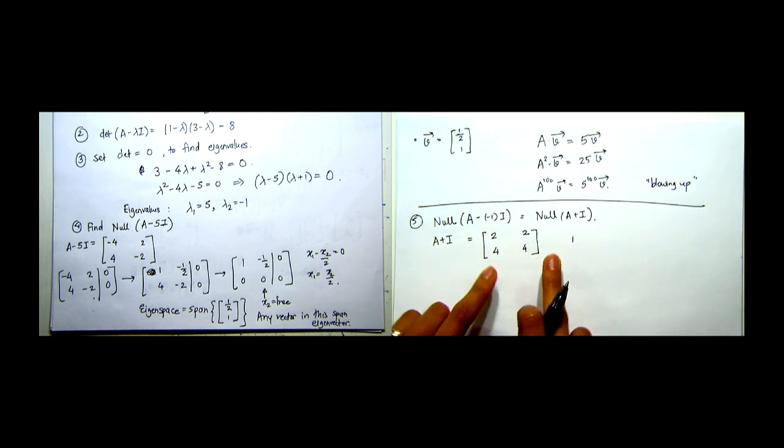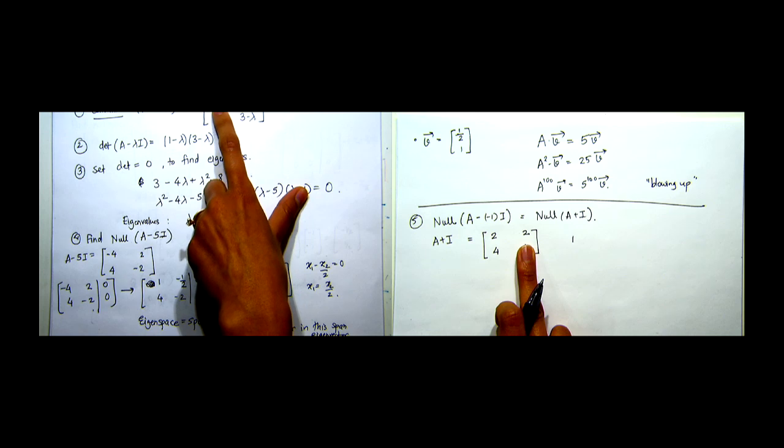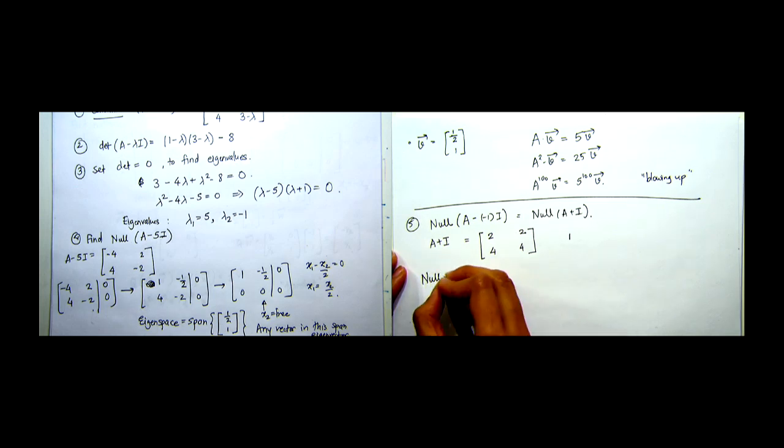We have A plus I. I'm basically plugging in minus 1 right here. 1 minus minus 1 is 2. That's all I did. Now I'm going to find the null space of this matrix. For that, I have 2, 2, 4, 4, 0, 0. Gaussian elimination gives me 1, 1, 0, 0, 0, 0. So I have x1 plus x2 equal to 0. x2 is free. So all vectors that are of the form minus x2, x2 are in the eigenspace.